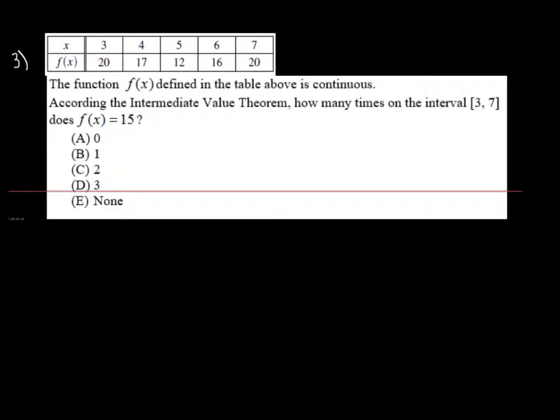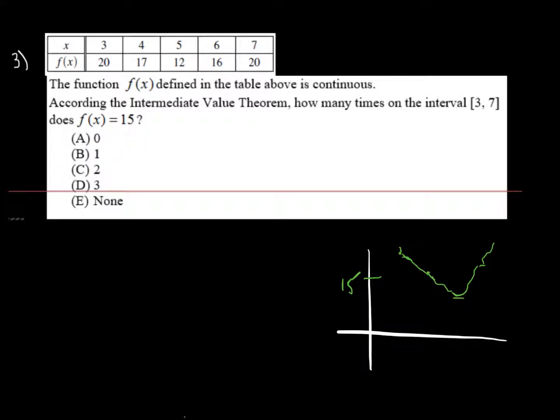So to just give us an idea of that, when x is 3, the value of your function is 20, and when x is 4, the value is 17. So since it's continuous, it will hit every value between 20 and 17. And then it'll hit every value between 17 and 12, and then it'll hit every value between 12 and 16, and then between 16 and 20. So the question is, how many times will your function have a value of 15?